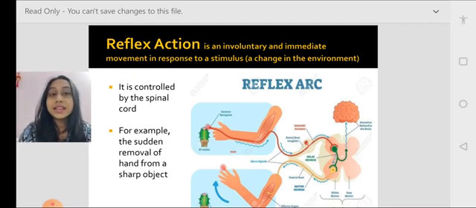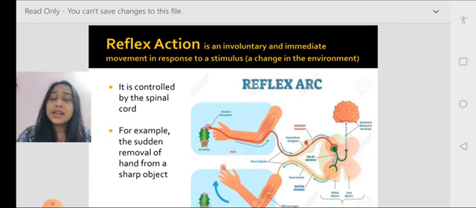Let us know some characteristics of this reflex action. This reflex action is very fast, and it is not controlled by the brain. If the brain controls, brain will go for thinking, and thinking will make the reflex action slow. So who is controlling? Instead of brain, spinal cord is controlling.